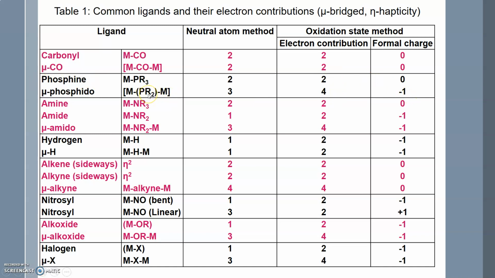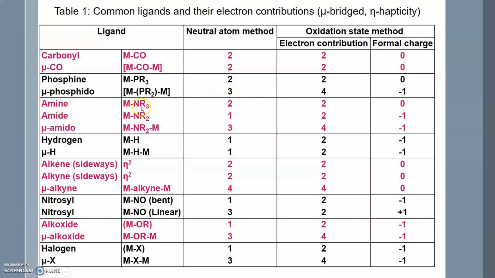When this acts as a ligand and the mode of binding is bridged, then the neutral atom method counts the number of electrons from the ligand as 3, and the electron contribution in the oxidation state method is considered as 4, because the formal charge is -1. Here we can notice that when you add the electron contribution by oxidation state method and the formal charge, we get the electron contribution by the neutral atom method.